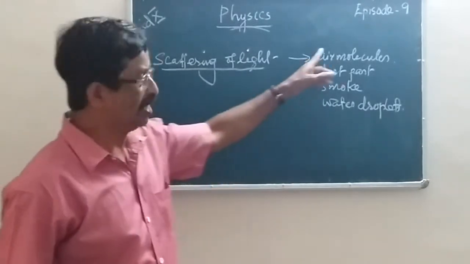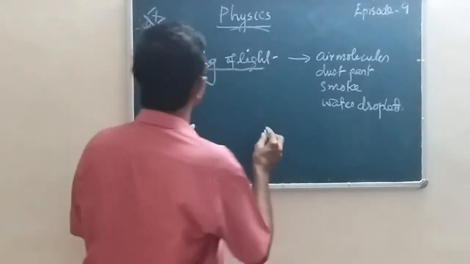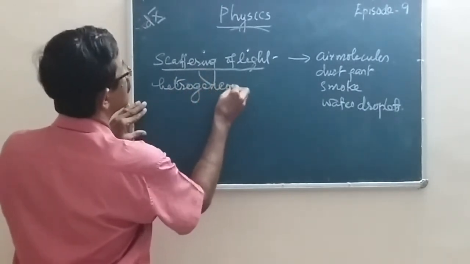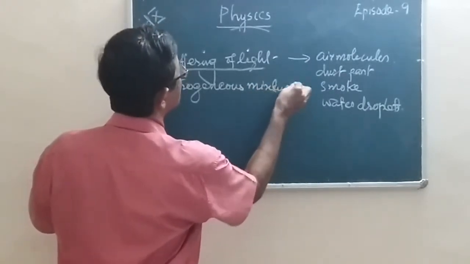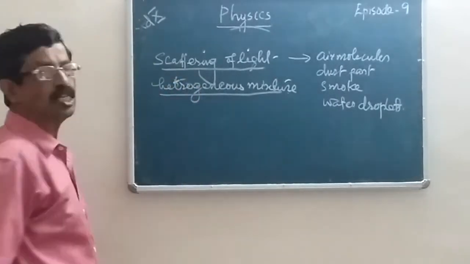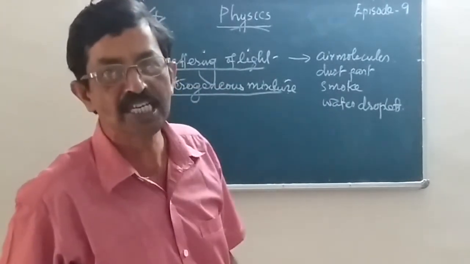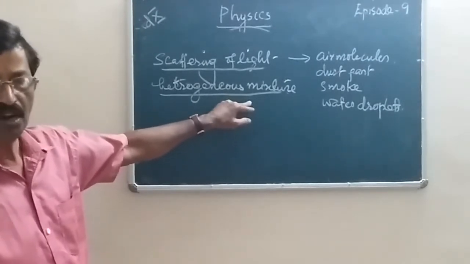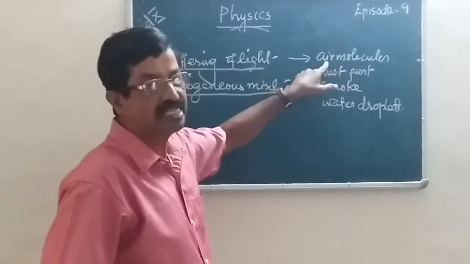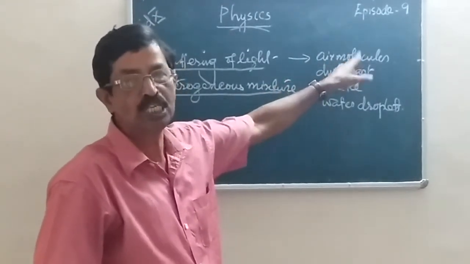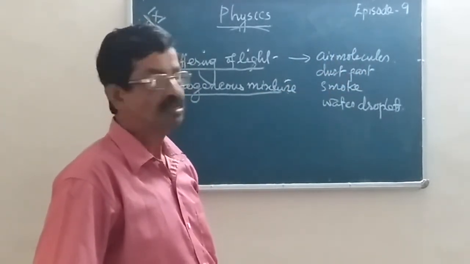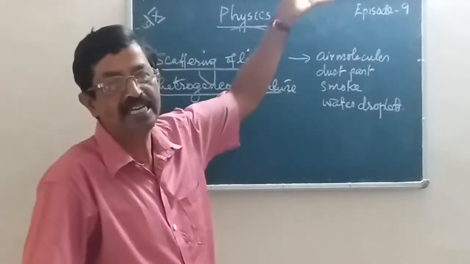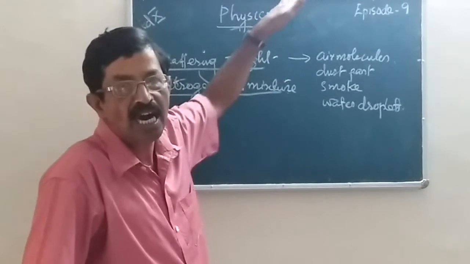When we consider the atmosphere, it is actually a heterogeneous mixture. The atmosphere is a heterogeneous mixture, that means more than one kind of particles. What are the particles there? Different ones: air molecules, that means different molecules of gases, then dust particles, then also smoke, then water droplets. These are all suspended in the atmosphere.